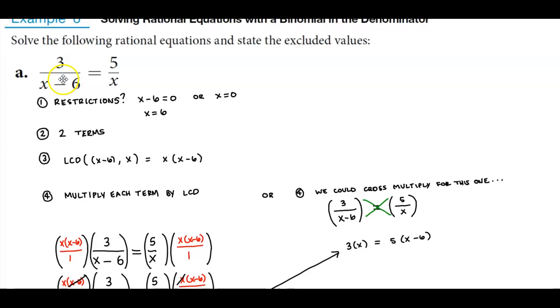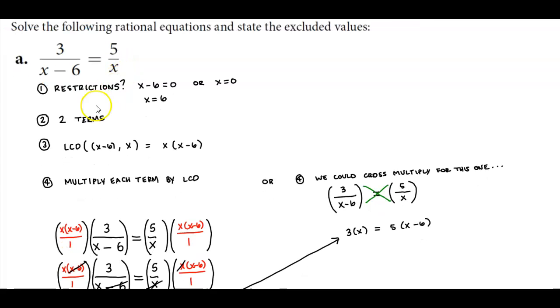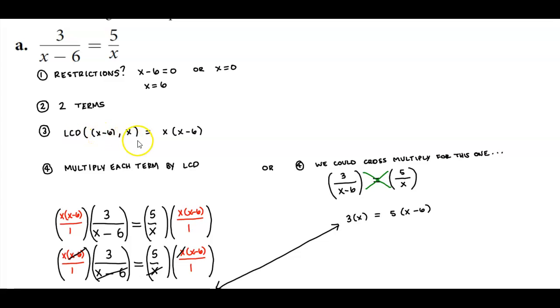Then we take a look at how many terms we have. We have one term on the left side of the equation, and one term on the right side of the equation, so therefore we have two terms. Then we have to determine what the LCD is. Well, x minus 6 and x do not have anything in common. So therefore the LCD is going to be x times x minus 6.